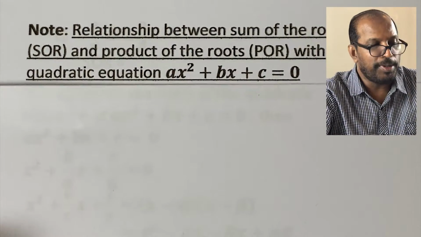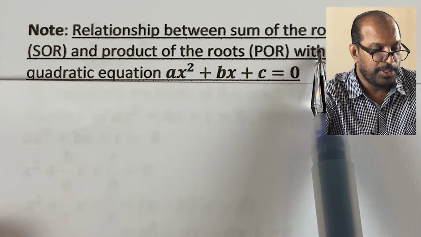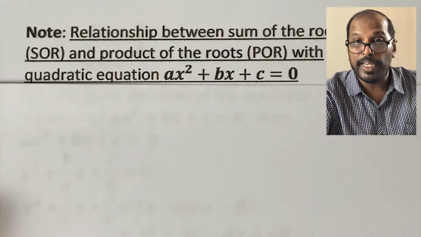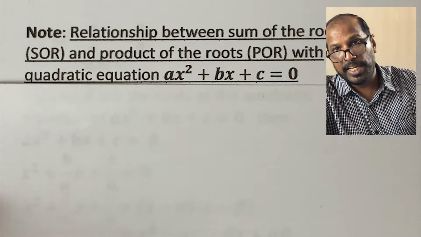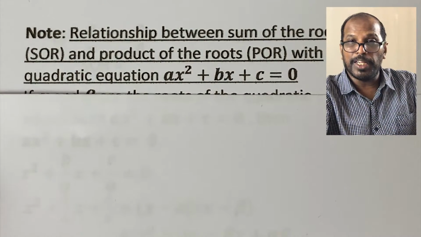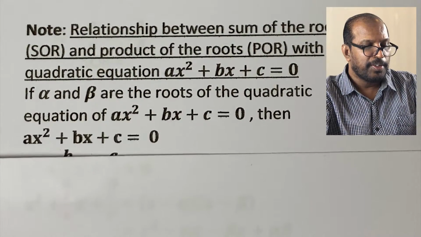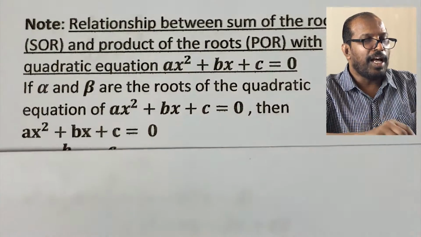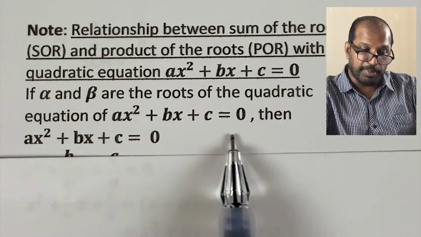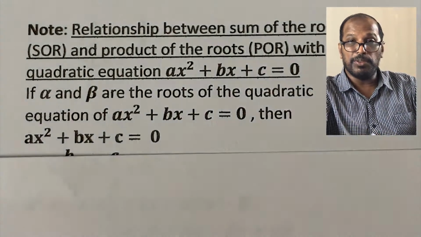Before I go to the second formula, we need to know the relationship between the sum of the roots and the product of the roots with the quadratic equation ax squared plus bx plus c. How is this equation related to the sum of the roots and the product of the roots? Now let's say alpha and beta are the roots of the quadratic equation ax squared plus bx plus c, then you know that ax squared plus bx plus c is equivalent to 0.